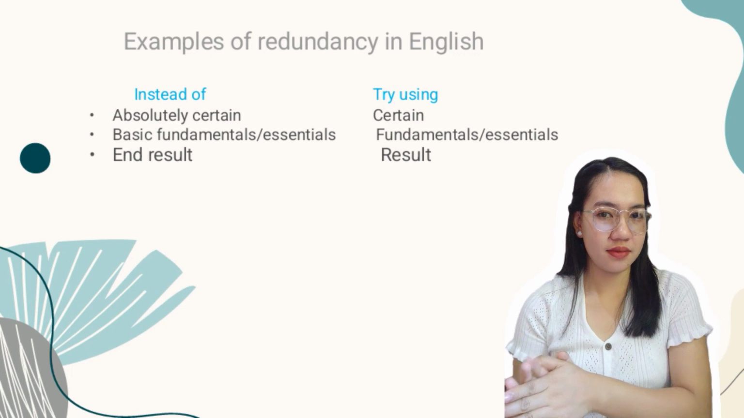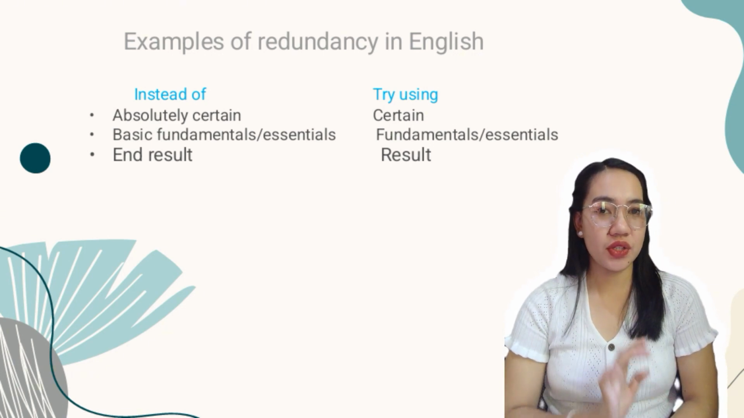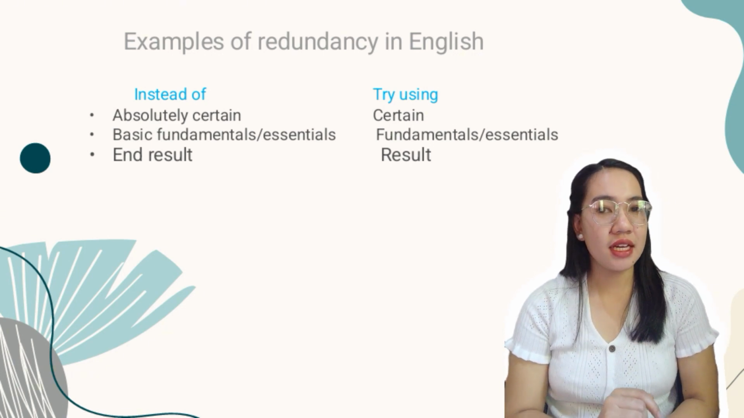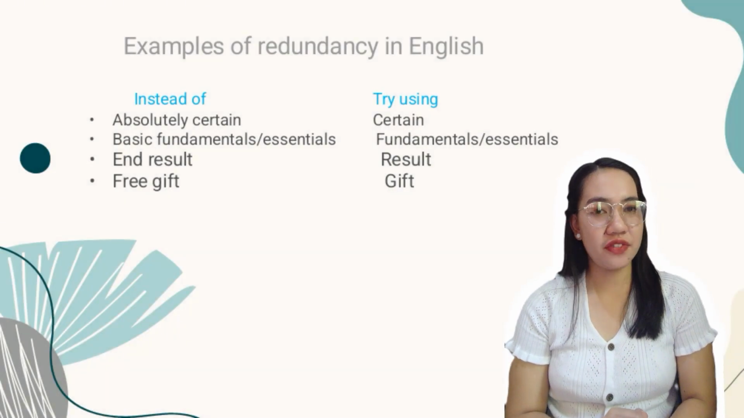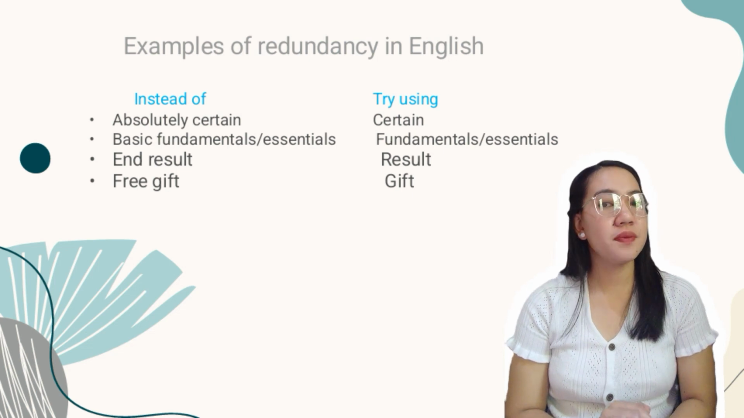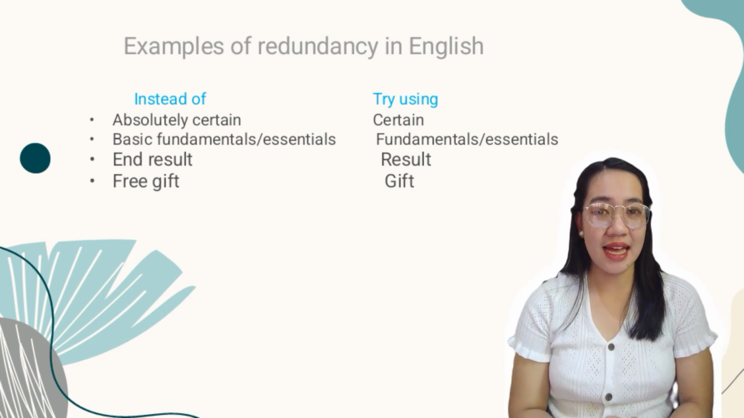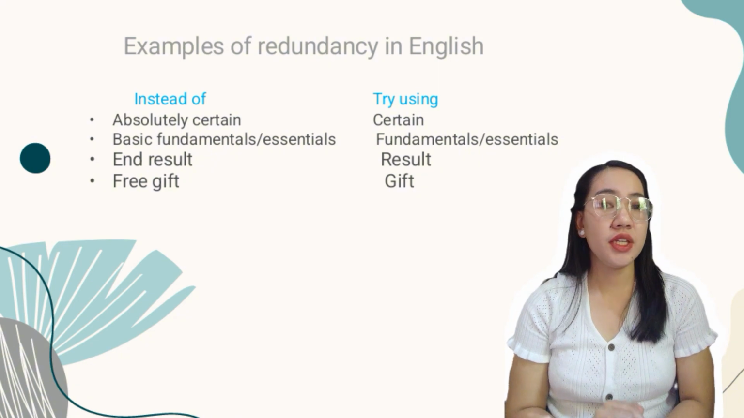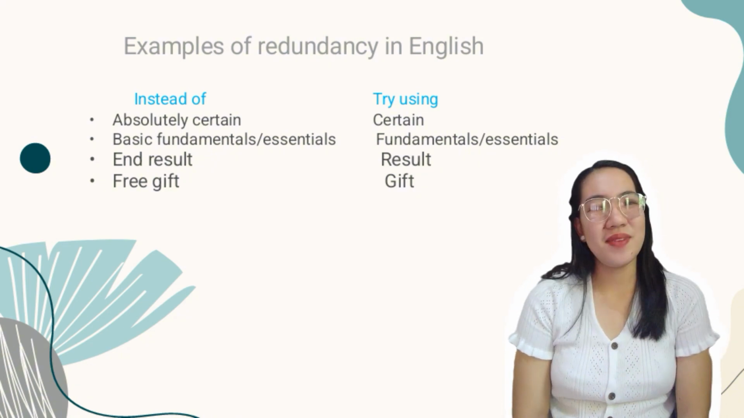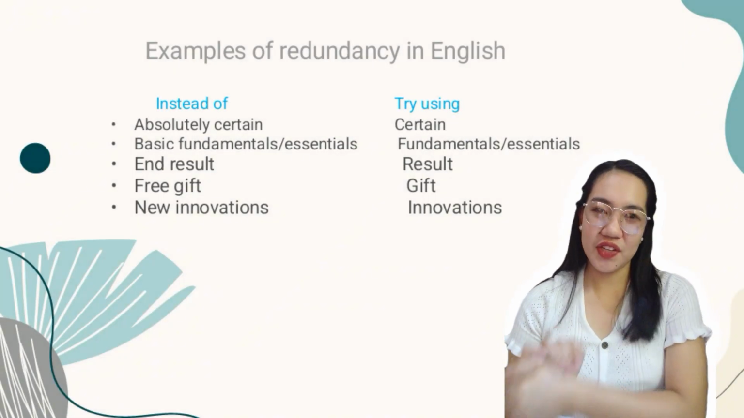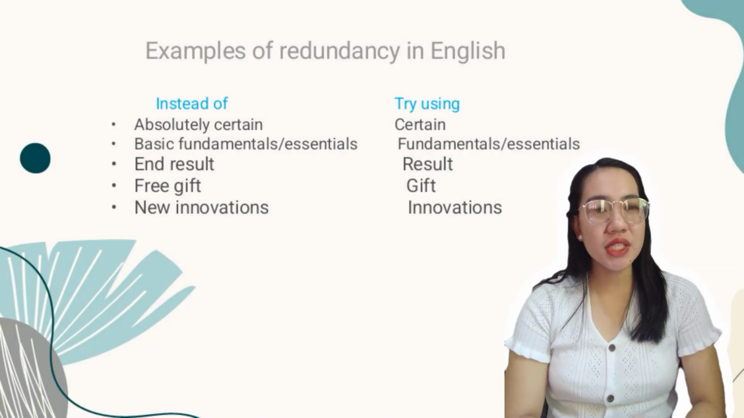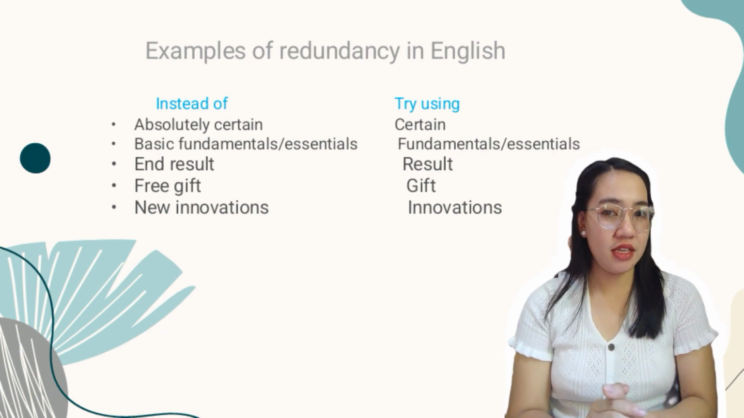End result. A result is something that occurs at the end, so omit end as a modifier of result. Free gift. Gift is by definition free. So free is unnecessary because when you give a gift, it means to say that it is free. And when you give something for free, means to say your gift is a blessing. New innovations. When we say innovation, we already mean new.